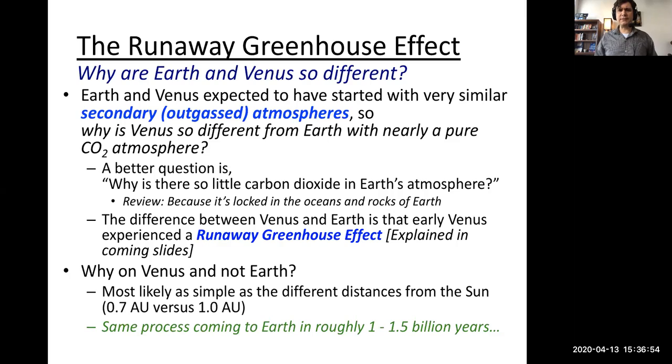And for this, we have to study what's called the runaway greenhouse effect. And spoiler alert, this will play out on Earth. The same process is coming in roughly 1 to 1.5 billion years here on Earth. Notice that's a huge time scale. So this is not climate change. Well, this is not anthropogenic climate change. This is just what will happen in the future in about 1 to 1.5 billion years.